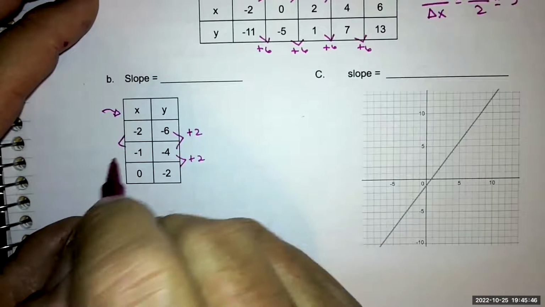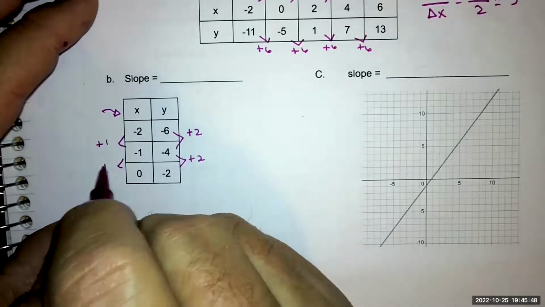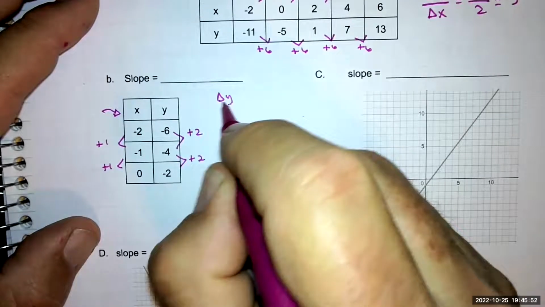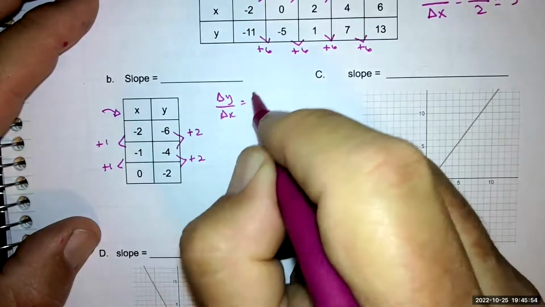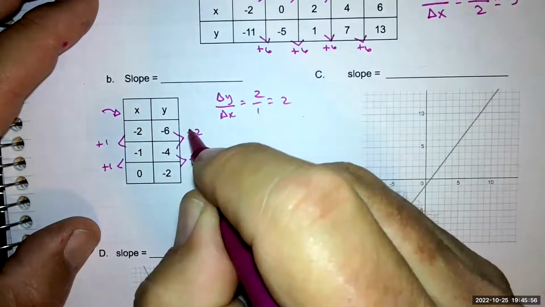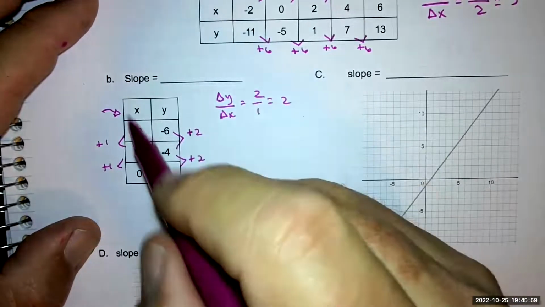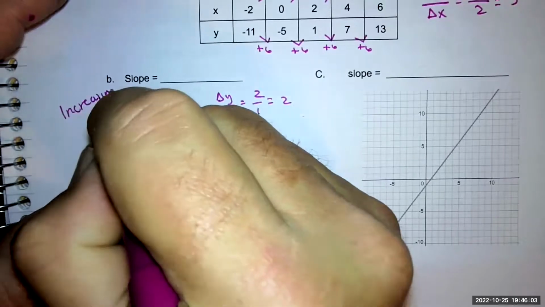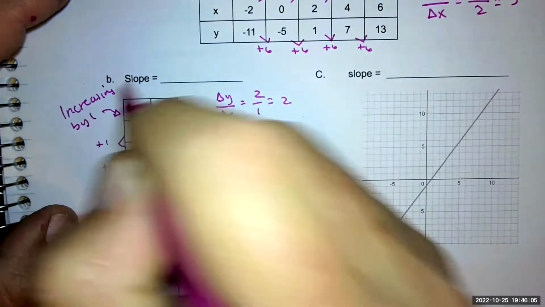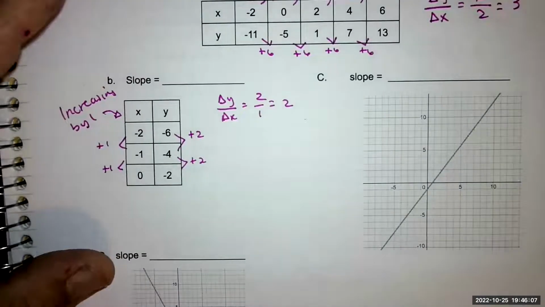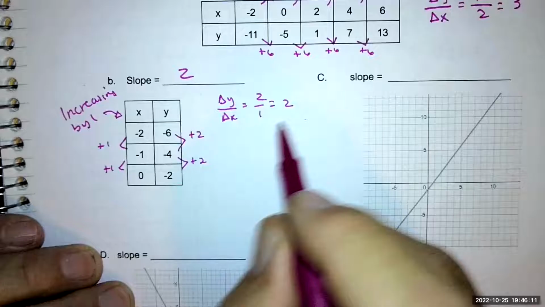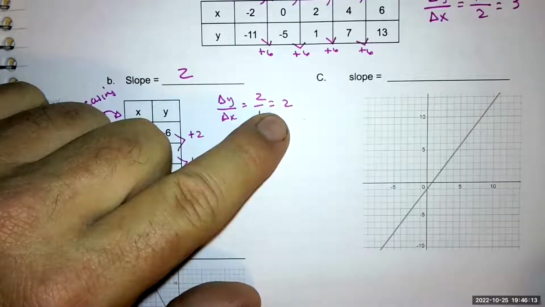Now let me show you something. This is added by 1. This is added by 1. So it is increasing by 1. And if you did the change in y over the change in x, you would get 2 over 1, which is 2. See, it's the same. So when x is increasing by 1, you can just use the pattern on the y and it will give you your answer. So my slope is 2. It's increasing. It's going up because it's positive.